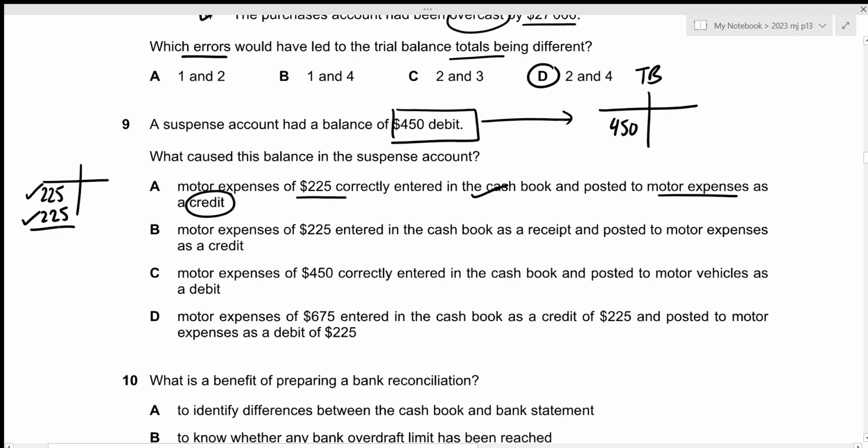So the total on the debit side will be 450, which is what we're looking for. So option A is the correct answer. Let's have a look at the remaining options as well.